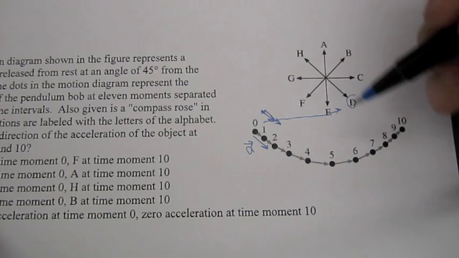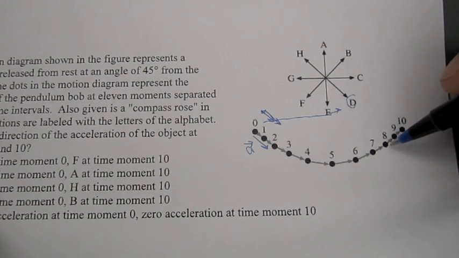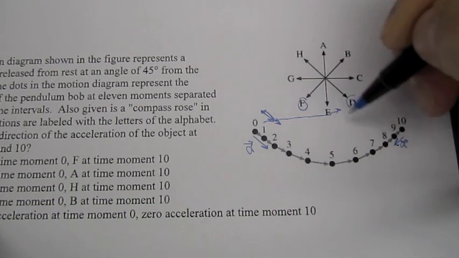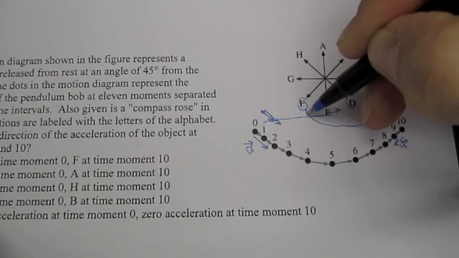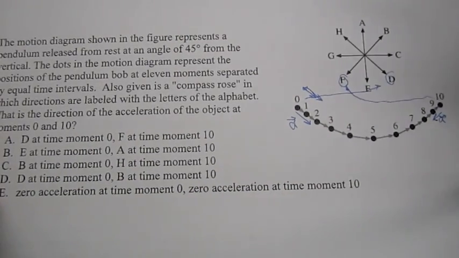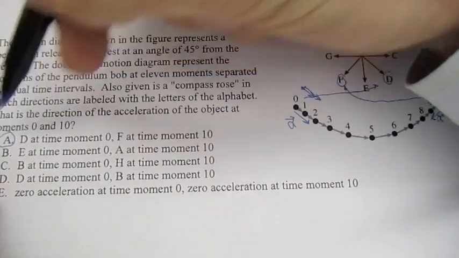For point 10, it's going up and to the right, and all that happened didn't change its direction much, but did shrink its magnitude a little bit. So it's slowing down, so the acceleration is opposite the velocity. And again, for point 10, it looks like the best choice for direction would be F. So it's D at moment 0 and F at moment 10. So my selection there is A.